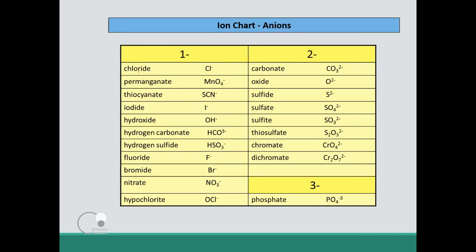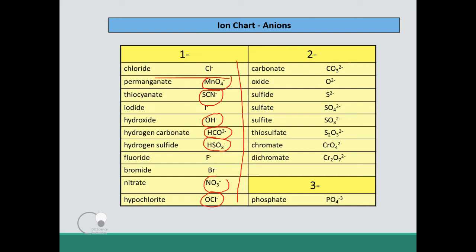Whereas these non-metals have gained electrons. These ones here have gained 1 electron, and then we've got some interesting groups here. We've got the permanganate ion, the thiocyanate ion, hydroxide, which you might have come across before, hydrogen carbonate, which is what baking soda is made from, hydrogen sulfide, nitrate and hypochlorite. You need to be really familiar with the ions in these two tables, cations and anions.